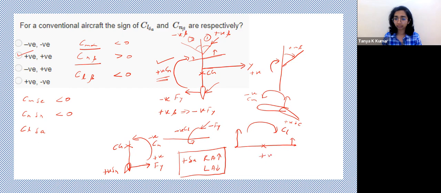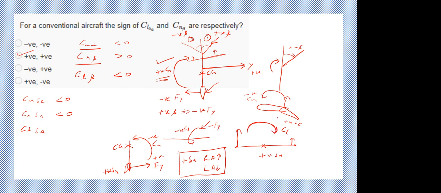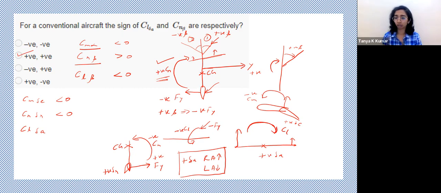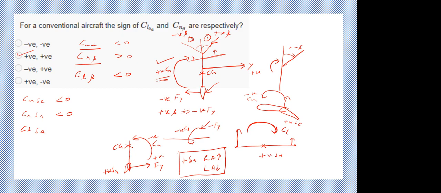This is for positive delta A. It produces this moment. This is the CL that is produced by a positive aileron deflection. The aircraft is banking right. The aircraft will roll, so it is positive.